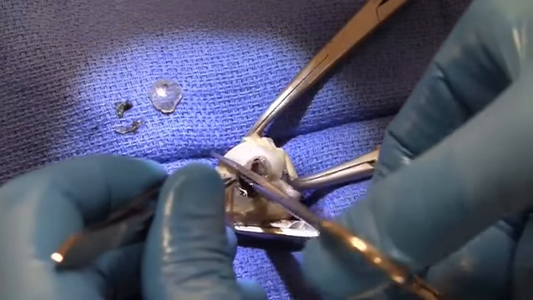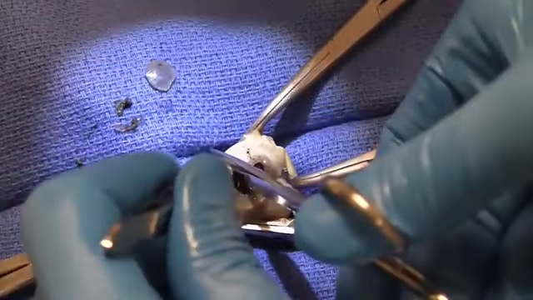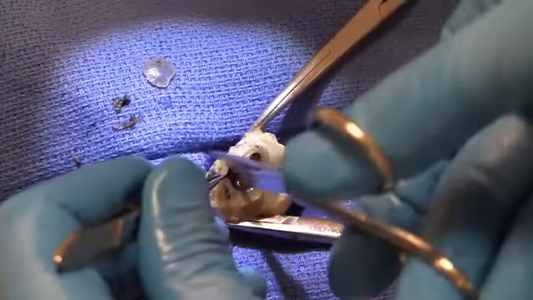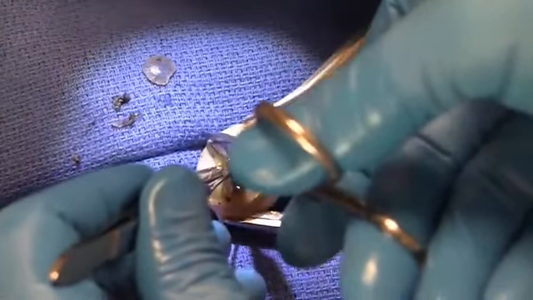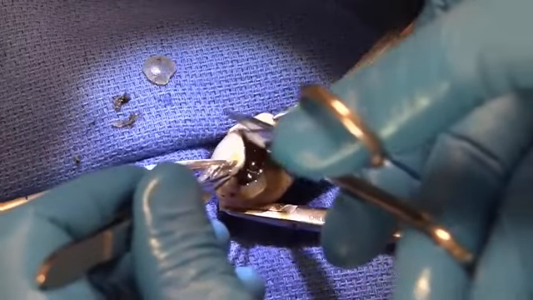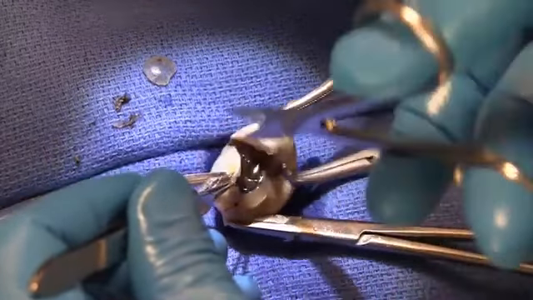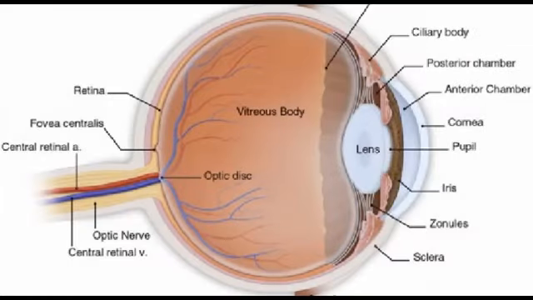Now, I will change the direction of dissection and cut into the vitreous cavity. We should be able to see the lens, which lies directly behind the iris. Let's pause the video for a moment to look at a schematic of these structures. First, we will recap the structures we have seen so far.